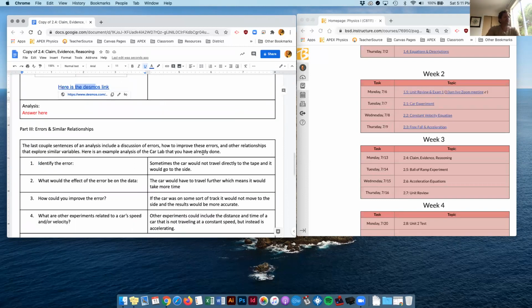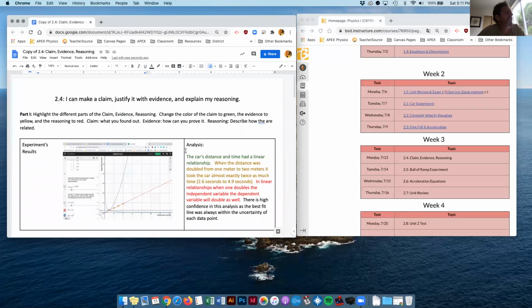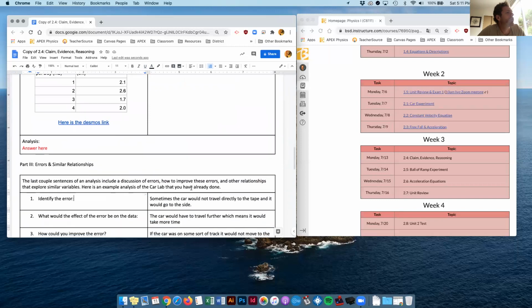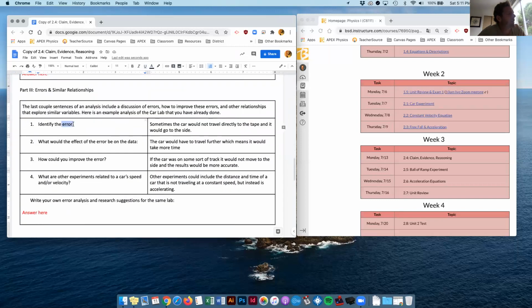And then the last couple sentences of analysis really talk about the errors in other experiments. So let's say I'm talking about this same experiment right here. So one error that I found is you have to identify the error, and then you have to talk about how that error would affect your data and then how you can improve it. So for instance, sometimes on that car velocity experiment, the car wasn't going straight down the path, it was kind of veering off to the side. So I described that. Sometimes the car would not travel directly to the tape and it would go to the side. Then I talked about how that would affect the data. The car would have to travel further, which means it would take more time.